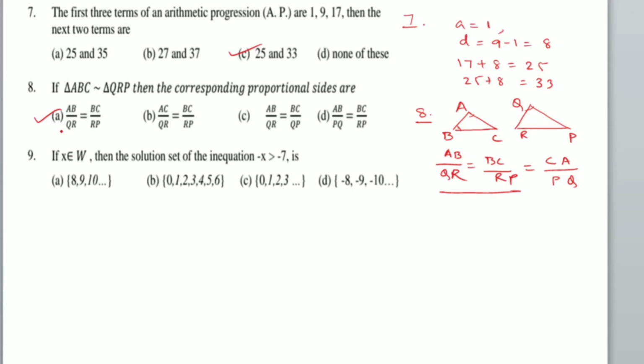In number 9, if x belongs to W, then the solution set of the inequality minus x greater than minus 7 is equal to what? Here it is given minus x greater than minus 7. Therefore we can write it as x less than 7. So the solution set will be less than 7, so it will be 0, 1, 2, 3, 4, 5 and 6. So option B will be the right answer.